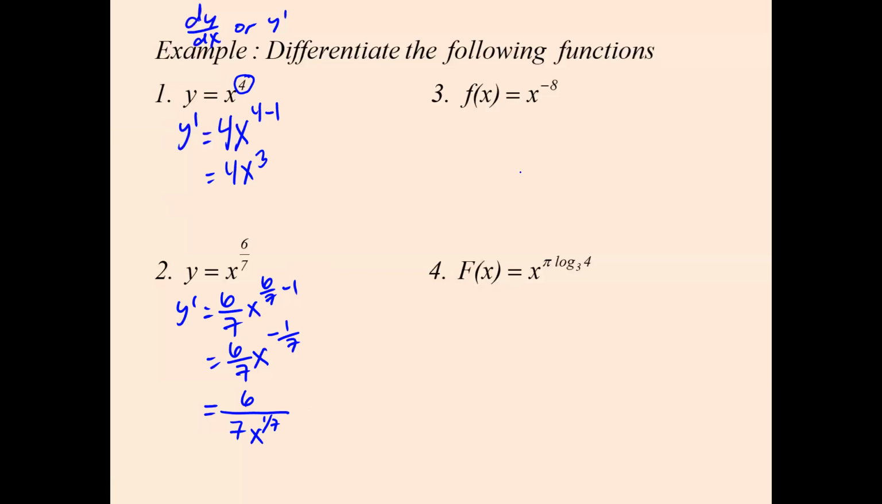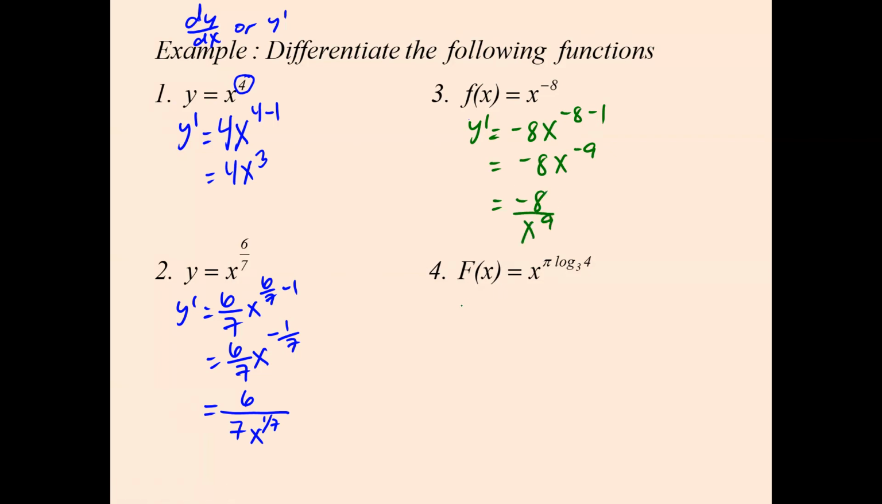Number 3, we have f of x is equal to x raised to negative 8. So, y prime is equal to, okay, baba natin yung kanyang exponent, negative 8x raised to negative 8 minus 1. So, negative 8x raised to negative 9. So, may negative tayong exponent. Paano yan gagawin? Our final answer is negative 8 over x raised to 9.